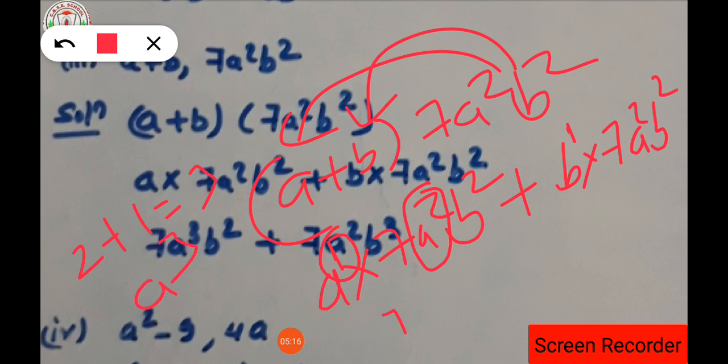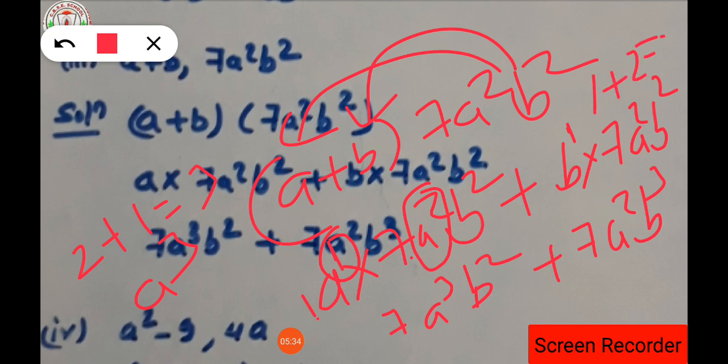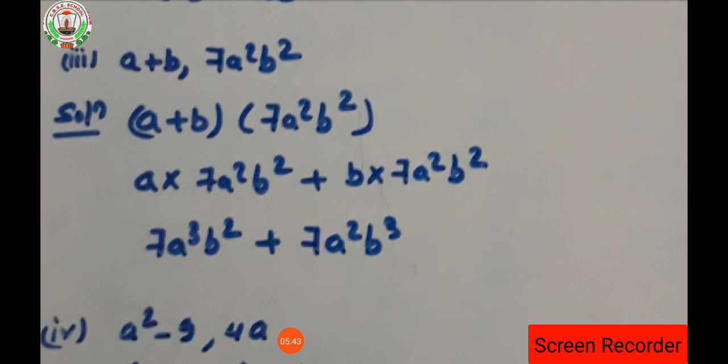So 7, here is 1, so 1 into 7 will be 7, a to the power 3, b square, because b is not present here, isn't it? So it will be b square itself, plus 7 a square b cube, as 1 plus 2 will be 3. Since the power of b is 1 and the power of b is again 2, when it gets multiplied, the power of b will become 3. So what will be the answer? 7a cube b square plus 7a square b cube.